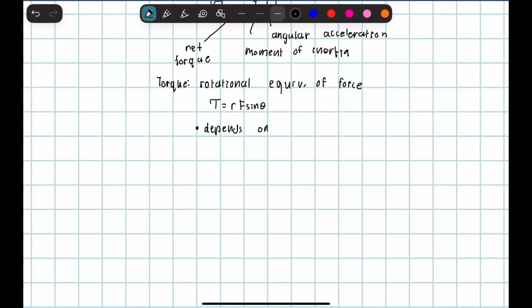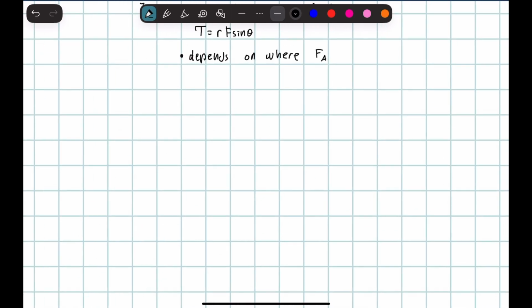depends on where the force is applied. Again, think about a door, right? When you're pushing open a door, you push it on the handle versus you push it next to the hinge. It's going to be easier when you push it on the edge of the door. And also, same logic, forces through the axis give zero torque.